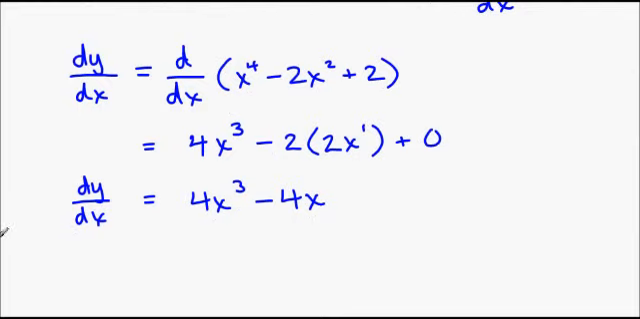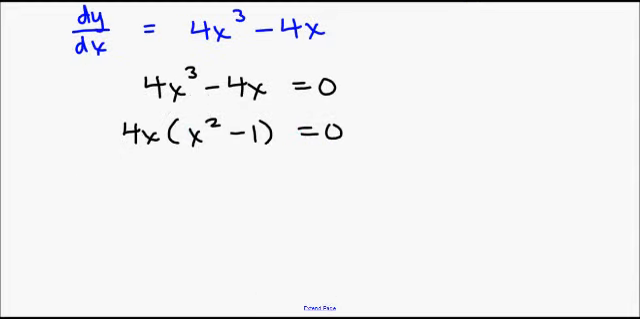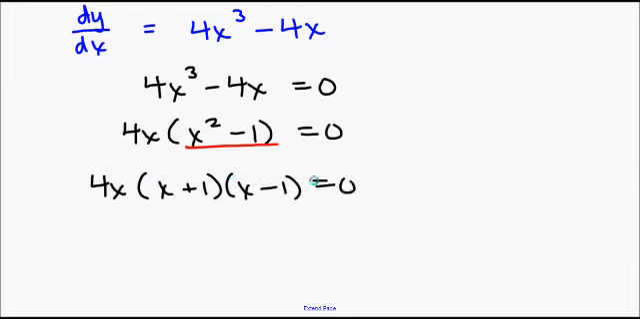Now we need to know when dy/dx equals 0. So we're going to set this part equal to 0. Let me do this in a different color. 4x cubed minus 4x equals 0. I'm going to factor out 4x because I see that that is common to both. And now I notice this difference of squares here. So I have 4x. I'm going to factor the difference of squares. This is x plus 1, x minus 1 equals 0.